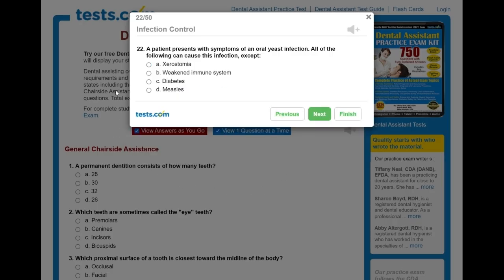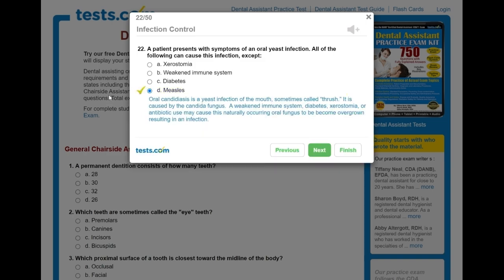Question 22. A patient presents with symptoms of an oral yeast infection. All of the following can cause this infection except A. Xerostomia. B. Weakened immune system. C. Diabetes. D. Measles.